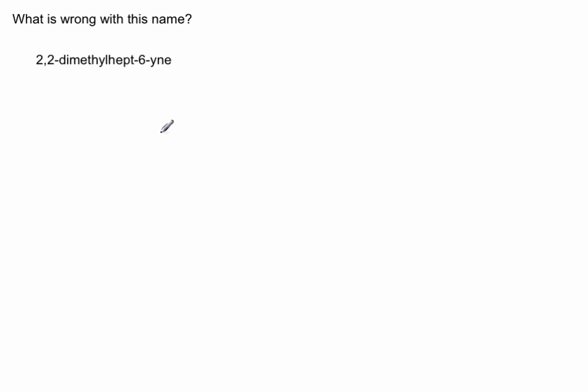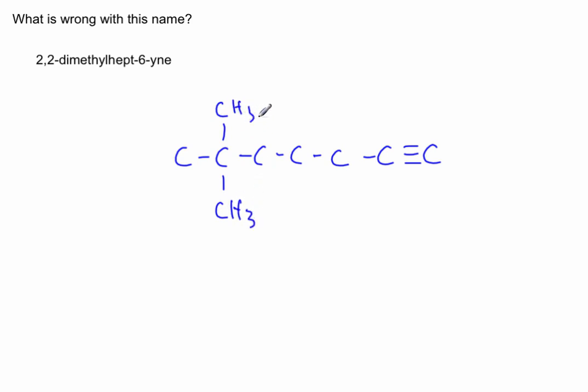2,2-dimethyl-hept-6-yne. So we can draw that. 1, 2, 3, 4, 5, 6, 7. So there's my hept. I have a, or sorry, on carbon 6, 1, 2, 3, 4, 5, 6, I have a triple bond. So there's my triple bond. And on carbon 2, I have a methyl group, and on carbon 2, I have another methyl group. So there's my plausible structure, and that structure is correct.